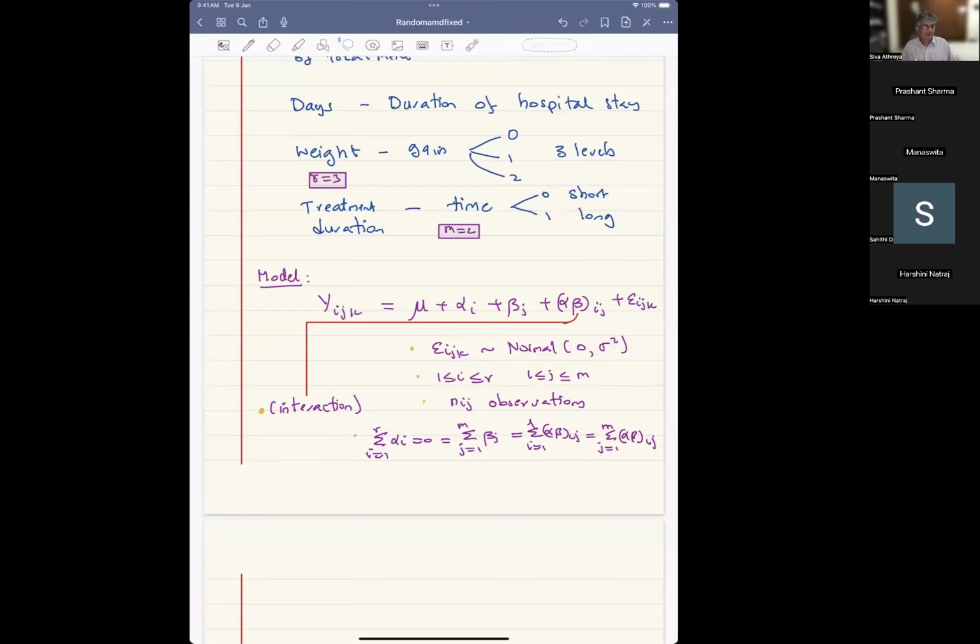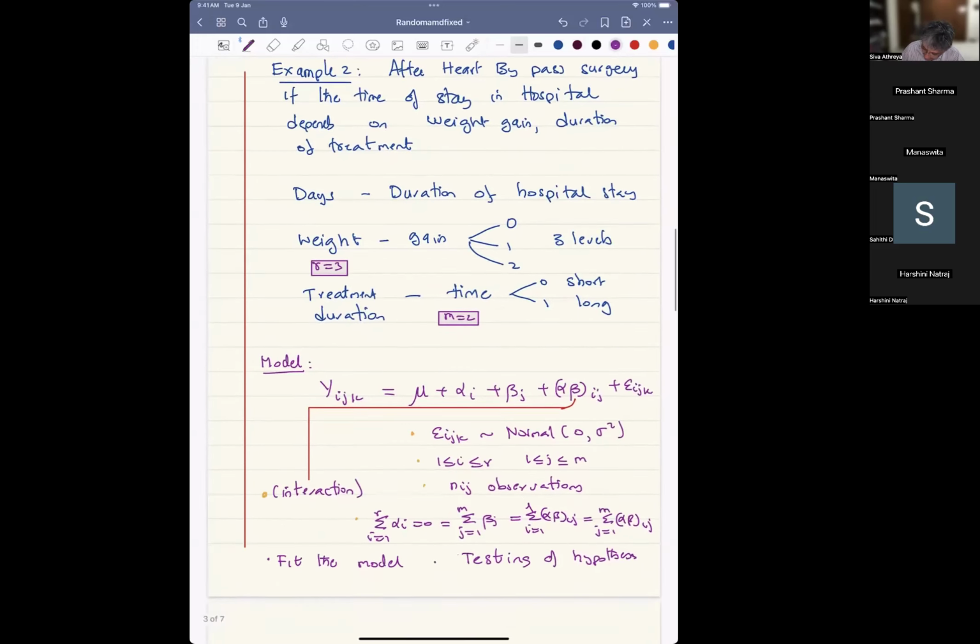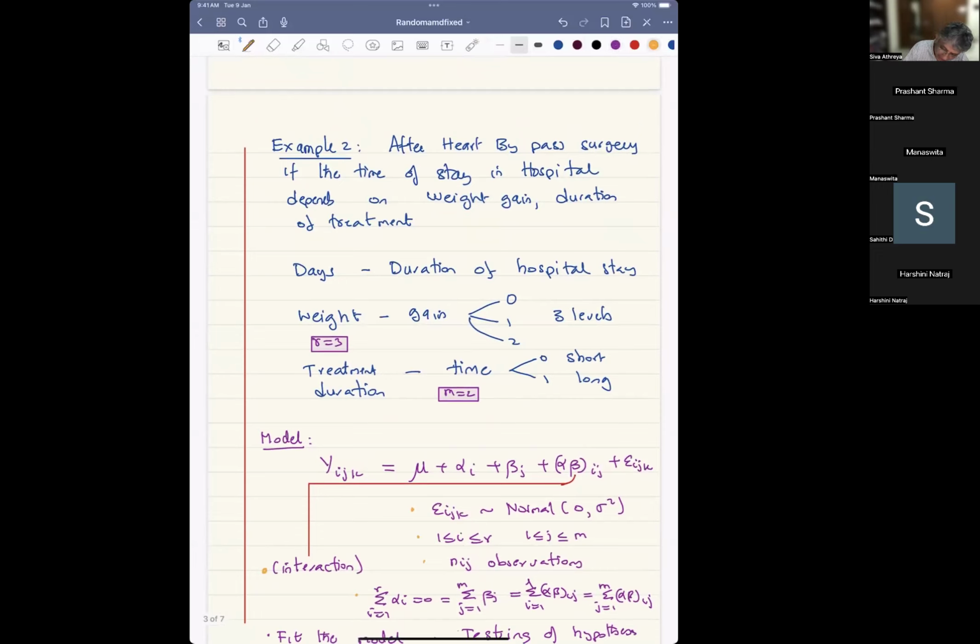Right, very nice. And then we do the same thing. We would fit the model, we'd make inferences, and test. So that broadly was the theme of what we called the two-way analysis.